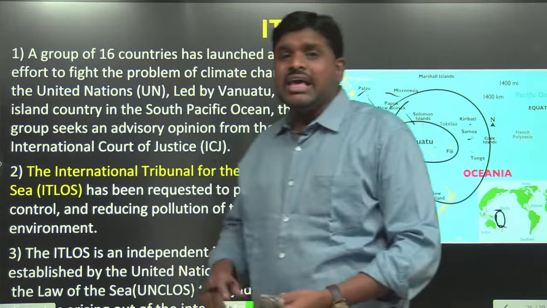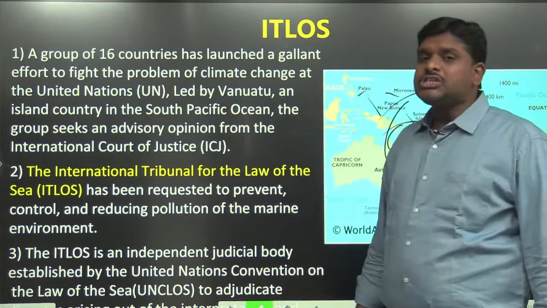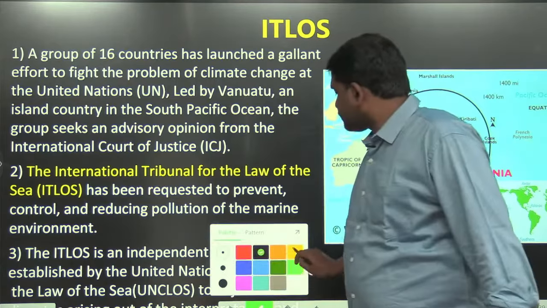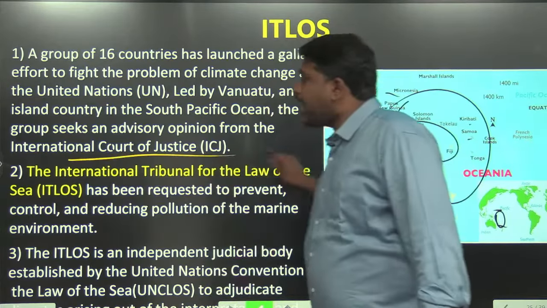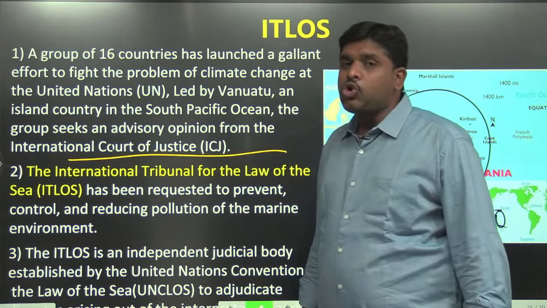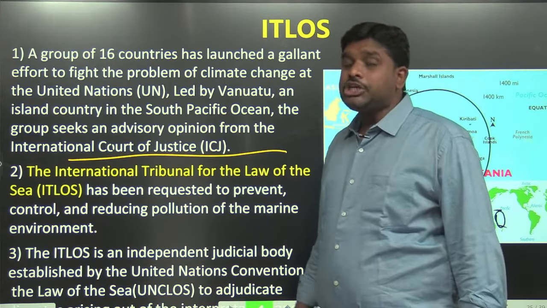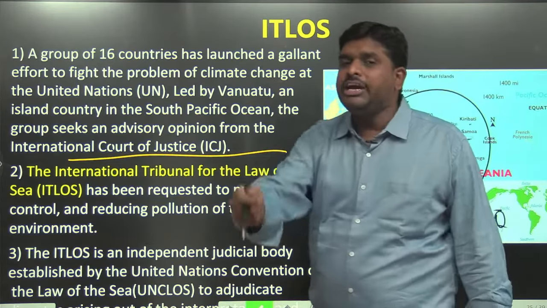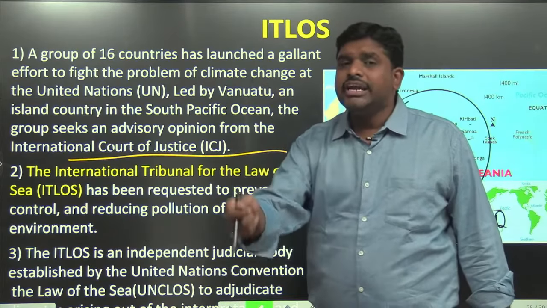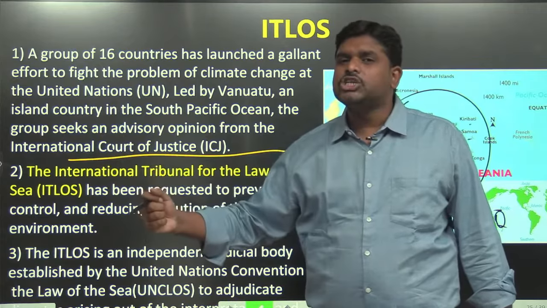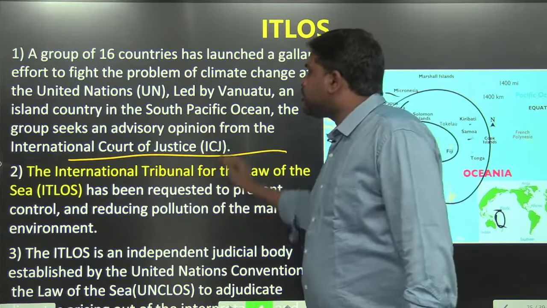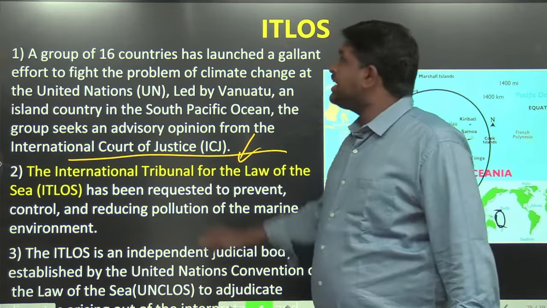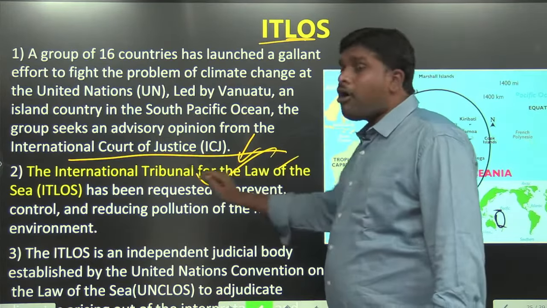So they filed a complaint with the International Court of Justice. Very important: they filed a complaint to the International Court of Justice about climate change and how they are facing it. So the Vanuatu country came forward and filed a petition with the International Court of Justice. The International Court of Justice is an arm of the United Nations organization, and it sent the case to the tribunal which is called the International Tribunal for the Law of the Sea.